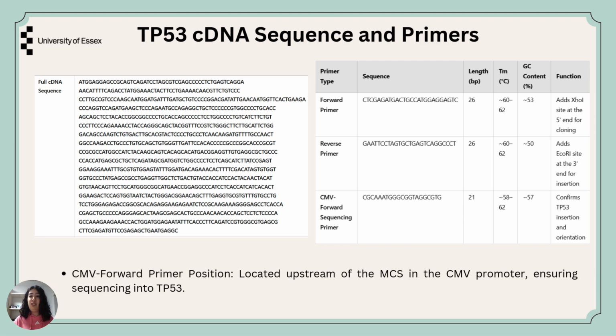To clone TP53, I designed forward and reverse primers flanking the gene. These primers contain XhoI and EcoRI restriction sites for ligation into pEGFP-N1, and a ribosome binding site, or RBS, to ensure proper translation. I also designed a sequencing primer in the CMV promoter to confirm TP53 integration. By amplifying the TP53 cDNA with these primers, we prepare it for cloning into the vector.